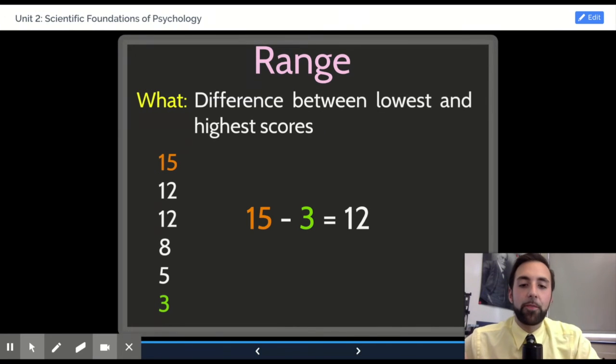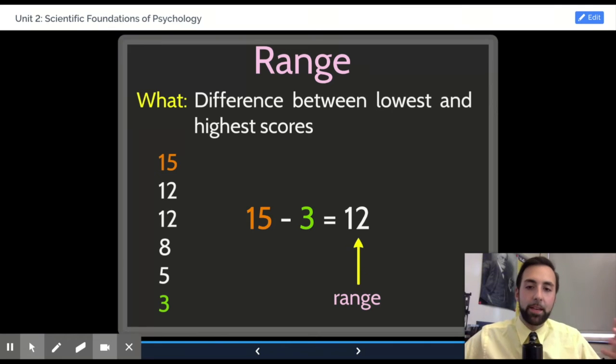Range is just the difference between the highest and lowest scores in a distribution. So if the scores indicated there on the left are the scores that you got on some assessment, 15 is the highest, 3 is the lowest, the difference there is 12. 15 minus 3 is 12. So the range is 12. It kind of gives you a snapshot of how similar the scores are because you have a snapshot of how far apart they are.